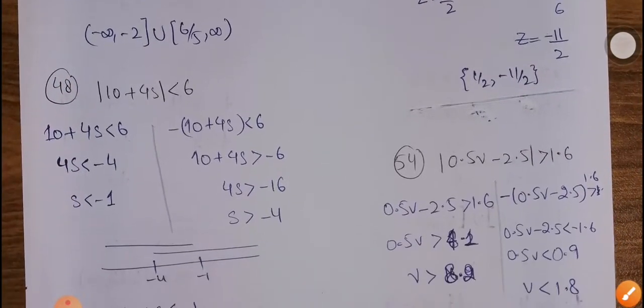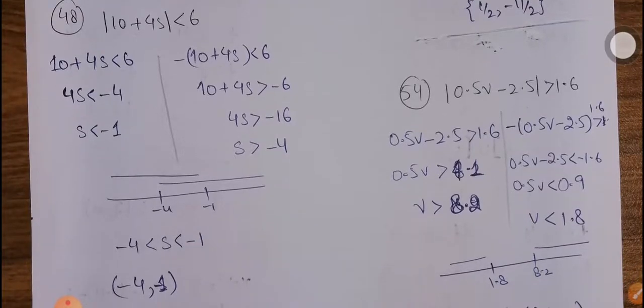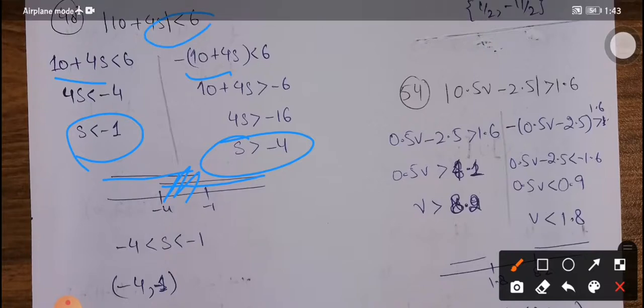Then we have question number 48, absolute value 10 plus 4s is less than 6. So again, one time positive and one time negative. This provides s is less than -1, and this gives s is greater than -4. So we can see greater than -4, less than -1. So one single interval is going to be -4 to -1, open interval, because we do not have the sign of equality over here.